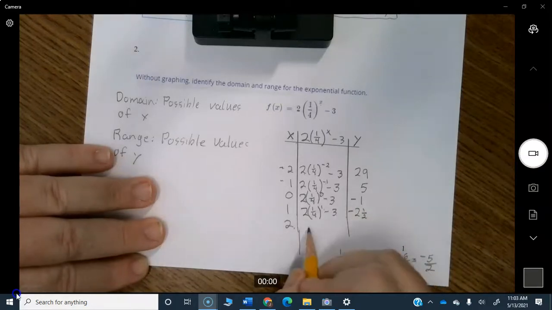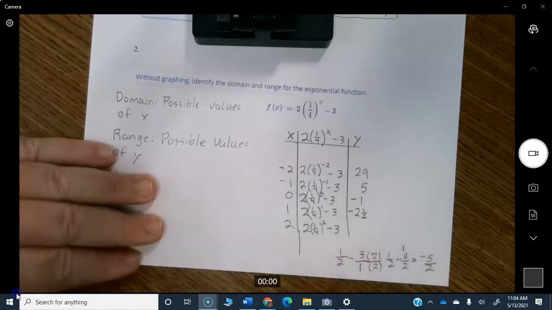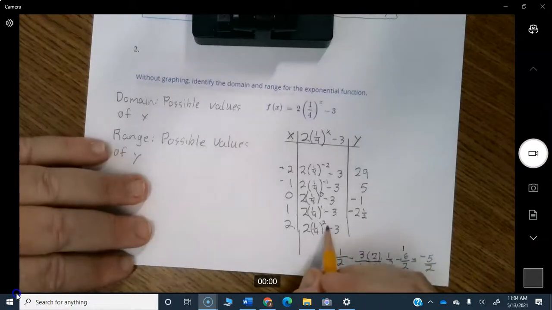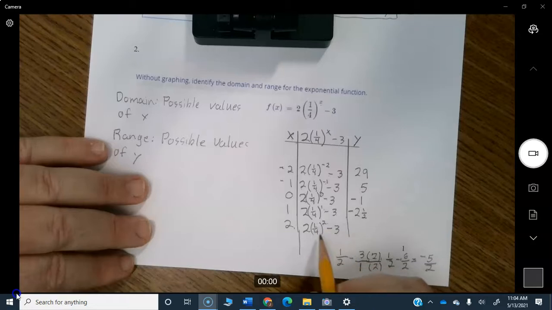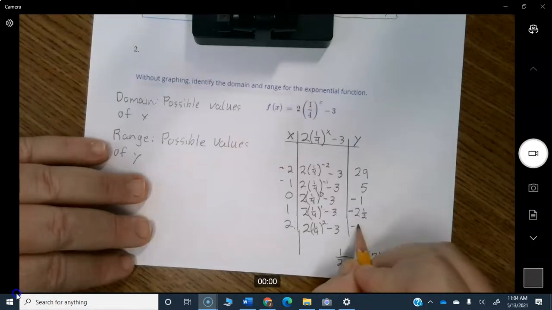Okay, and finally this one, we have 2 times 1/4 raised to the second power minus 3. So 1/4 squared, you square the 1, that's 1. You square the 4, that's 16, so it's 1 over 16. So 2 times 1 over 16 is 2 over 16, that's 1/8. 1/8 minus 3 is negative. You can do it the same way you did here, is -2 and 7/8.